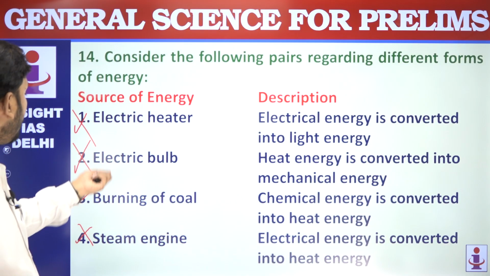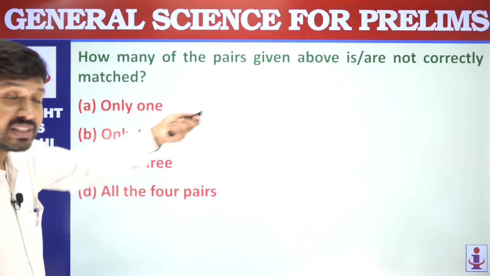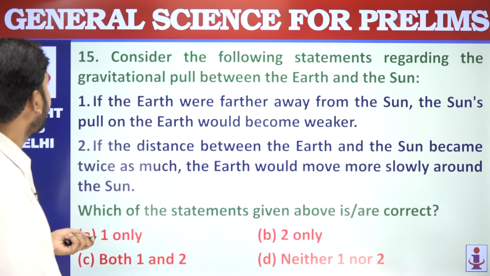So out of all, only one statement is correct, 3 are wrong, and what they are asking is which is not correct. So not correct means 3 statements are not correct. So only 3 will be the answer for us. Let's go to the next question.